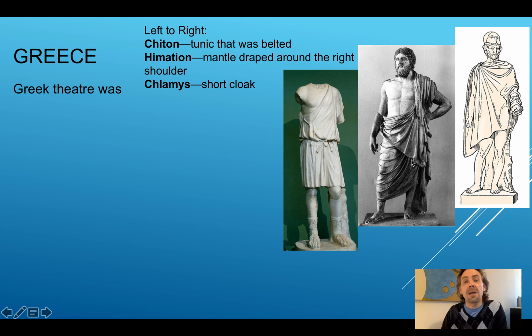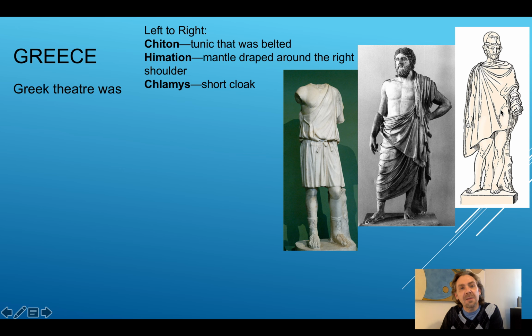The himation is a much larger piece of fabric, also usually rectangular, or it might be semicircular. And it is draped. So this piece drapes up over the shoulder, comes around, and drapes back.